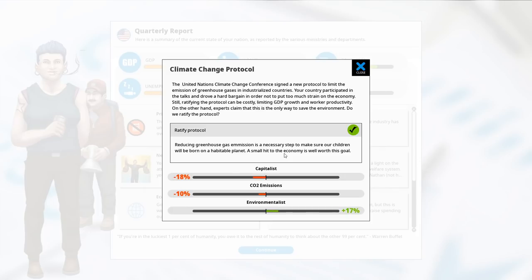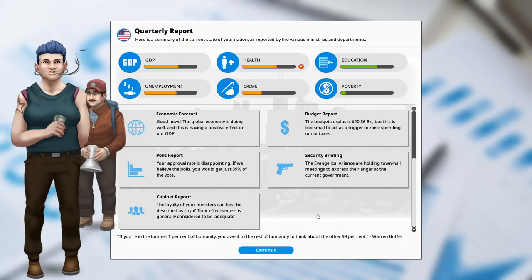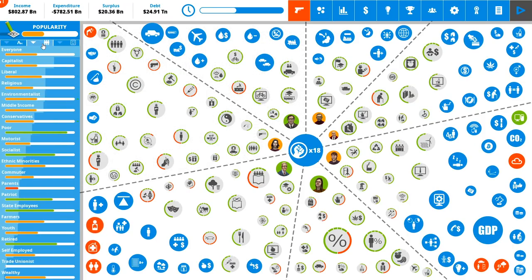The capitalists are really furious. But CO2 emissions are so much down. That's got to be for the good. And we've still got a massive surplus. Popularity's ticking back up again. Hang on, just get everyone back over too. Yep, okay, environmentalists definitely going up. Conservatives not even that annoyed at me. This is all looking positive.